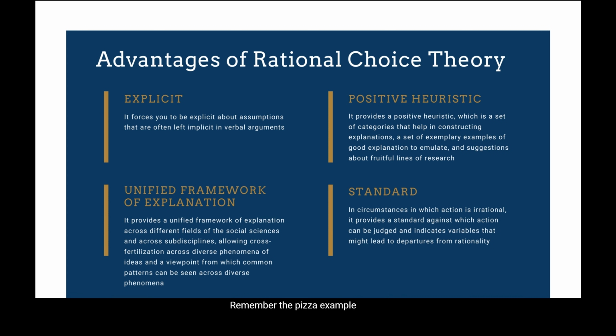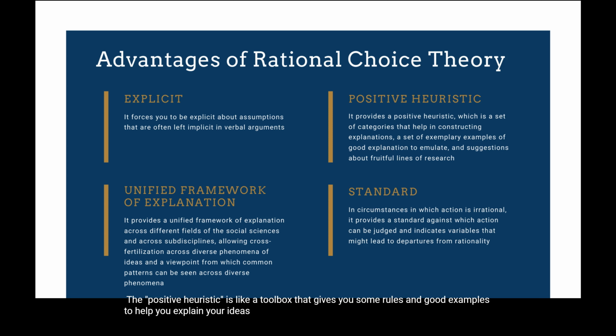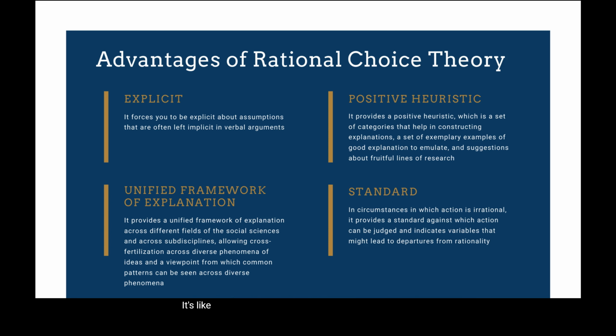Remember the pizza example I said. Imagine you want to explain why pizza is your best choice. The positive heuristic is like a toolbox that gives you some rules and good examples to help you explain your ideas better and come up with even better ideas for the future. It's like having a helper for making your arguments stronger.